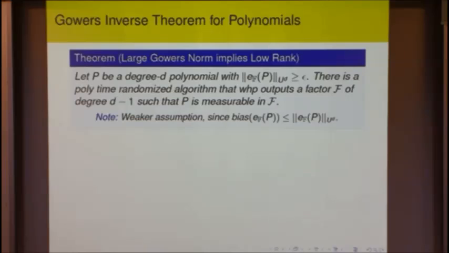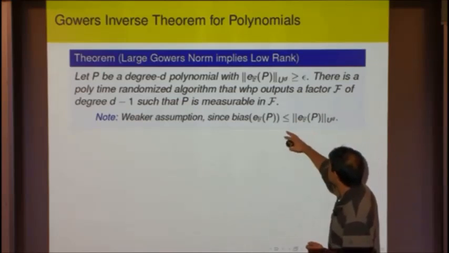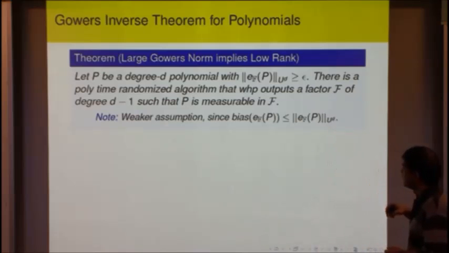Here's a slightly stronger result that also follows using a combination of known techniques and what we just showed. If you have a polynomial which has high dth Gowers norm, this is a weaker assumption since the bias is upper bounded by the dth Gowers norm.